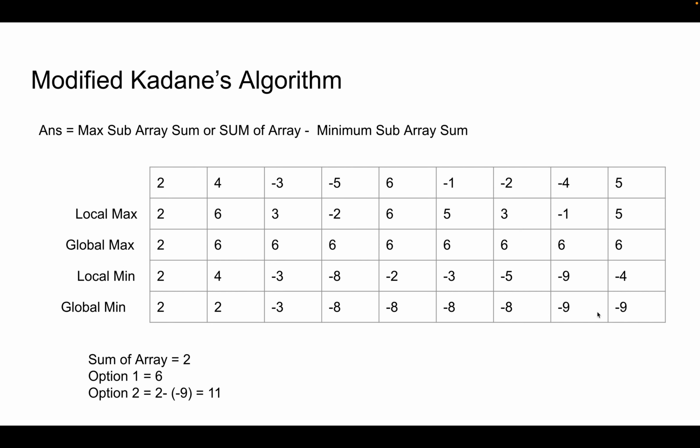So we have two options here. The first option is 6, that is the maximum subarray sum, just using Kadane's algorithm. Or we have one more option that is equal to the sum of the array minus the minimum possible value, that is -9. So 11 will be the best choice in this case. So that will be the answer.